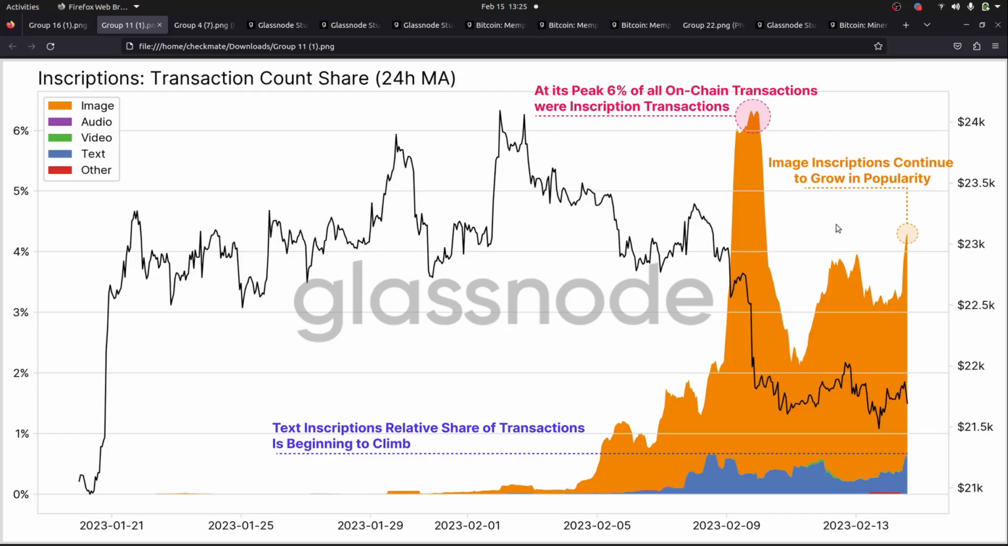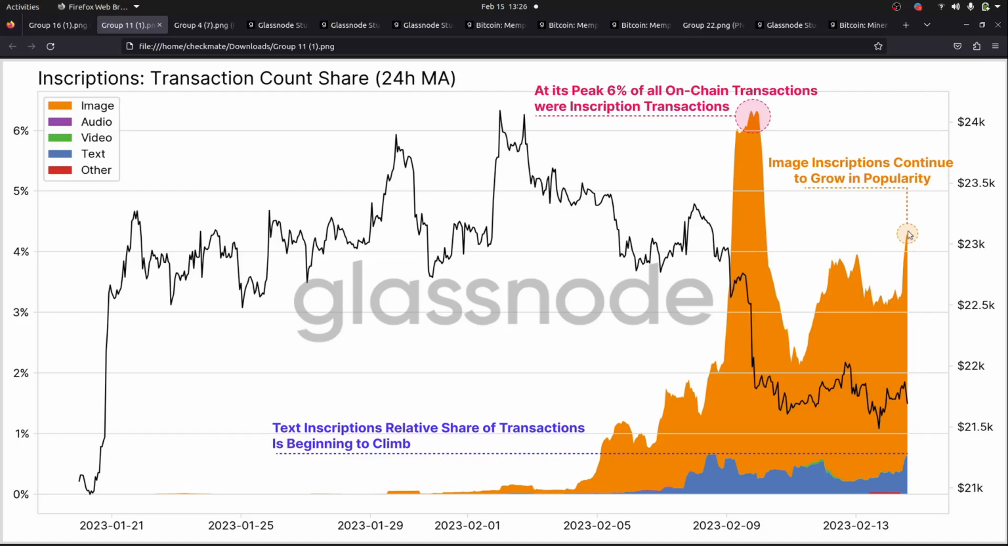If we look at the actual dominance of inscriptions overall, what we saw is that over 6% of all on-chain transactions were inscriptions at the peak, and we're currently at about 4%. This is kind of interesting because, in terms of a count of the transactions that are going on, and remember these are the ones that are being mined into blocks, the vast majority of transactions remain the monetary ones.